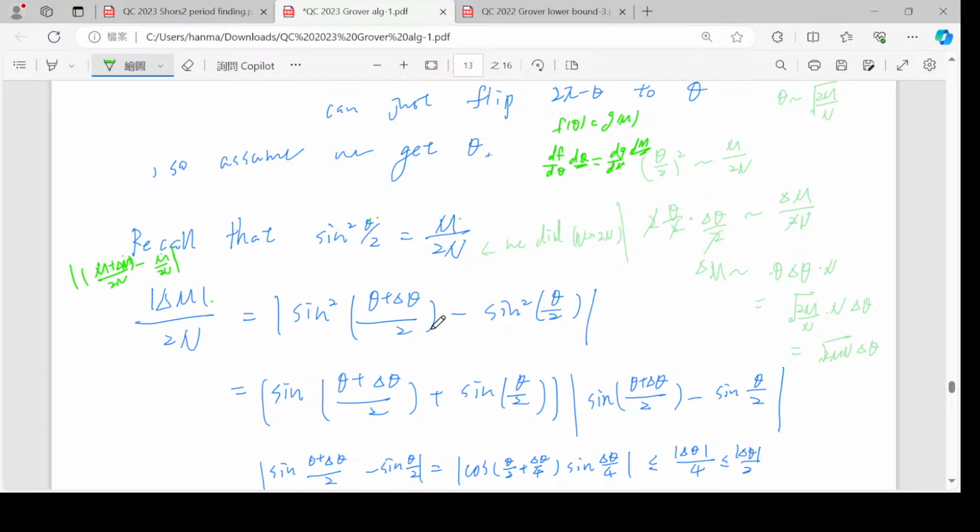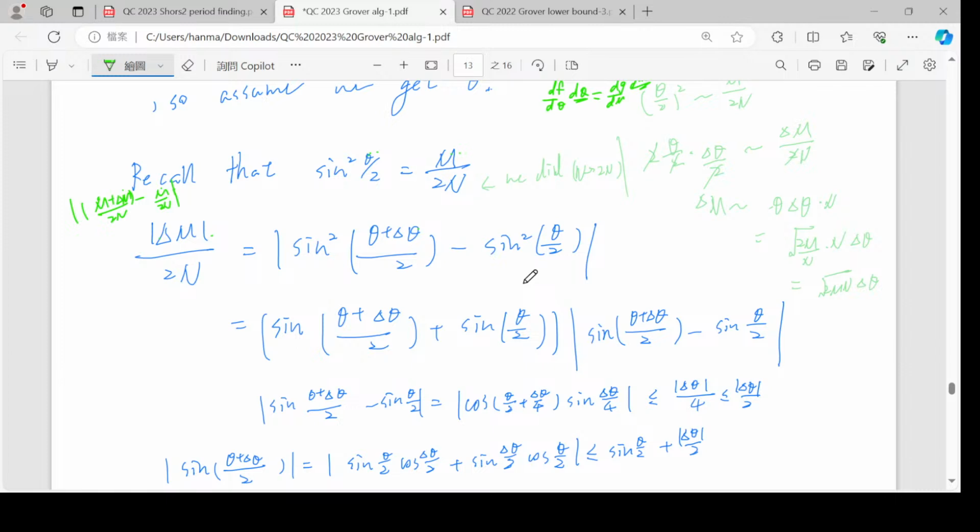Okay, now we have this thing, then the rest is just math. So we need to do a whole bunch of trigonometry to bound this thing. First we have a squared minus b squared is a plus b times a minus b. So sin squared minus sin squared is sin plus sin times sin minus sin.